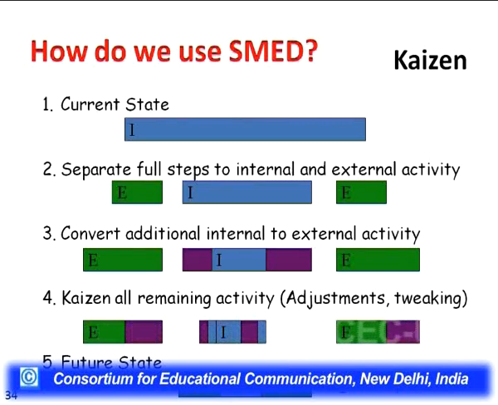Kaizen all remaining activity, adjustments, tweaking, etcetera, and then finally map the future process we are going to have, and define and show the internal activities as well as the external activities on the bar chart, and then try to get a 50% reduction in the setup time.